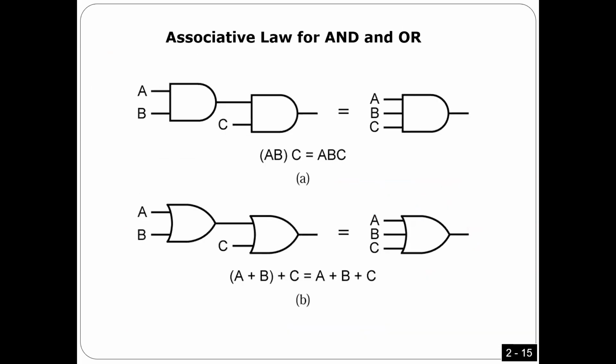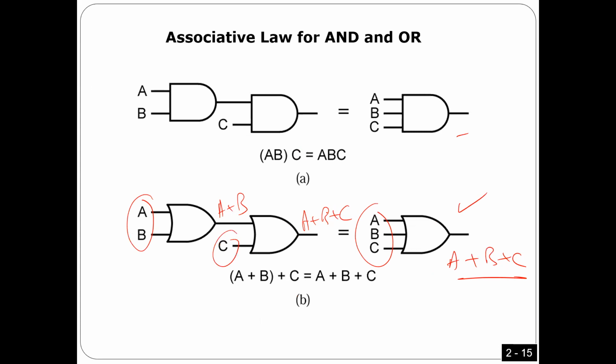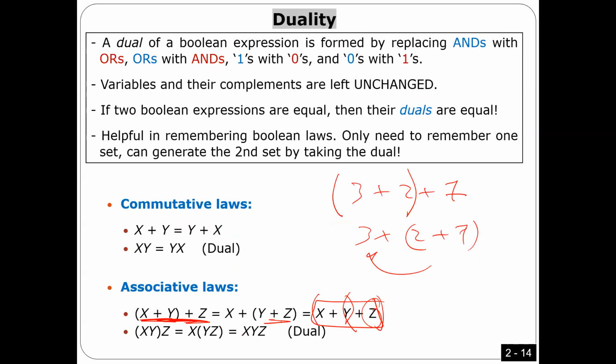For example, here, if I have something like that, A, B, C, so the output here is A OR B OR C. Is that okay? It's the same if I take A OR B this way, and then A OR B OR C. I do OR with this one. Any questions?